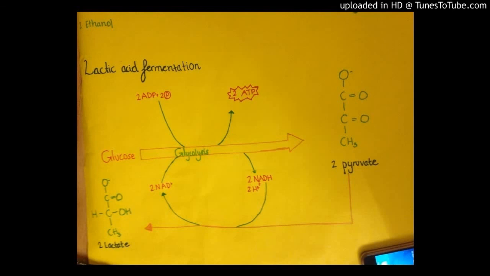In lactic acid fermentation, pyruvate is reduced directly by NADH to form lactate. There is no release of CO2. This process is sometimes used to make cheese and yogurt. It is also released by muscle cells in the body. And the process produces ATP by substrate level phosphorylation.